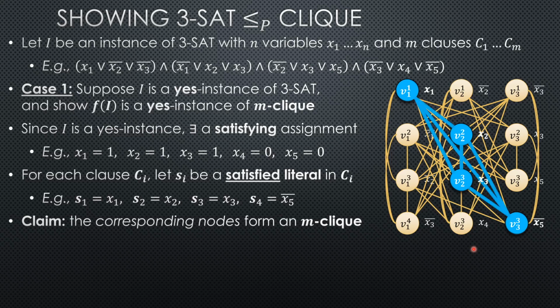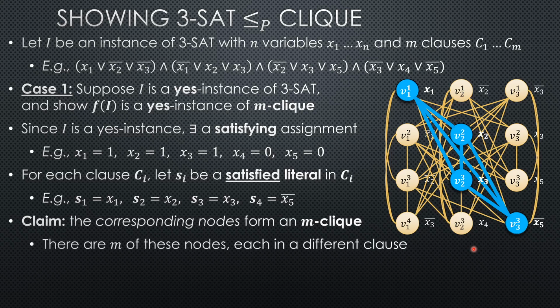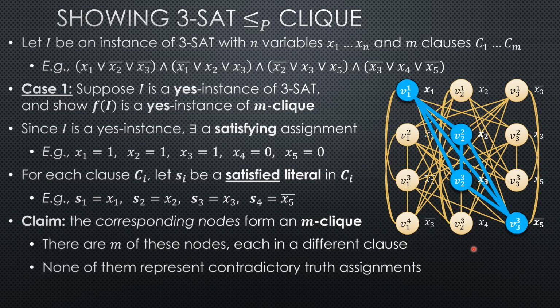a 4-clique, an m-clique. Okay, but in general, the claim is that the nodes that correspond to those literals that are satisfied in each clause end up forming an m-clique. There are m of these because there are m satisfied clauses, and there's a satisfied literal per clause. So there are m of these satisfied literals, and they're each in a different clause, right? Just by construction, we said consider a satisfied literal from each clause. So there are m of them, and they're in different clauses. And none of them represent contradictory truth assignments. How do I know this? Because these are satisfied literals. They are all simultaneously made true, made to be satisfied by the satisfying assignment that exists for this yes instance.